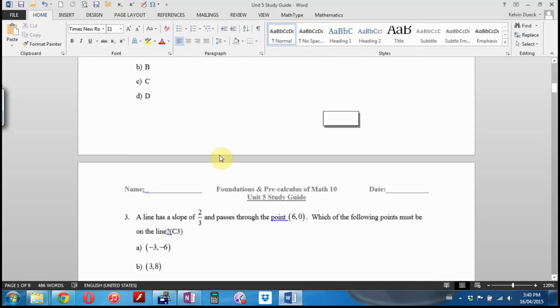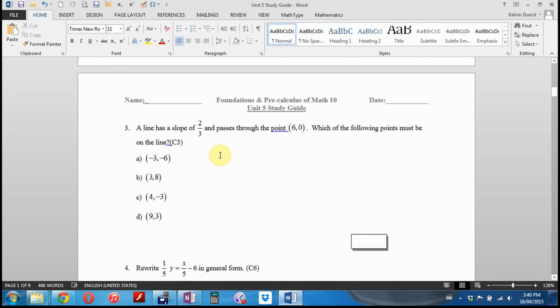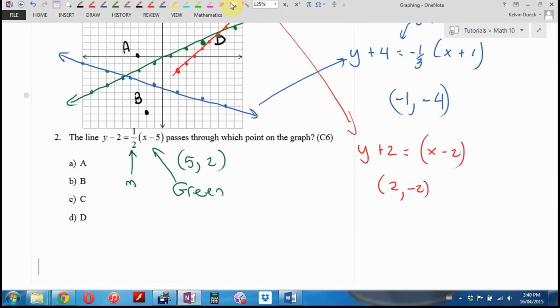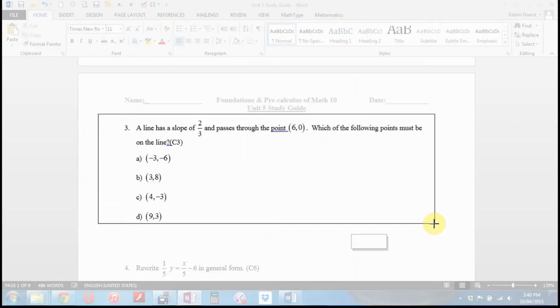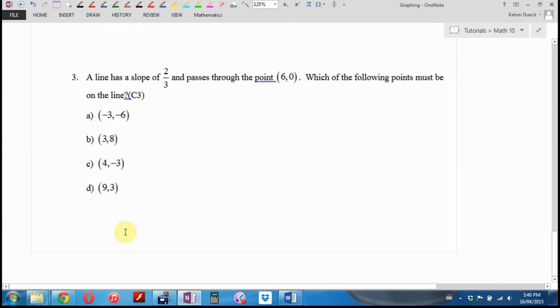Number 3. Okay. Number 3 is tough. But what did they give you? What's the first number that they gave me, that 2/3? What is it? What else did they tell me? It goes through a point. Which point? Six, comma. I usually use a capital P for point. I mean, you use other stuff, but let's be clever and okay. Goes through 6, comma, 0.